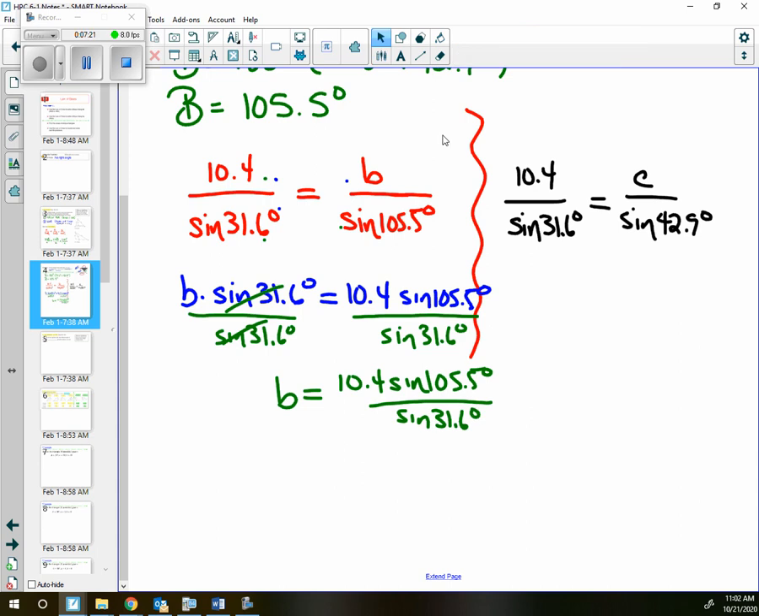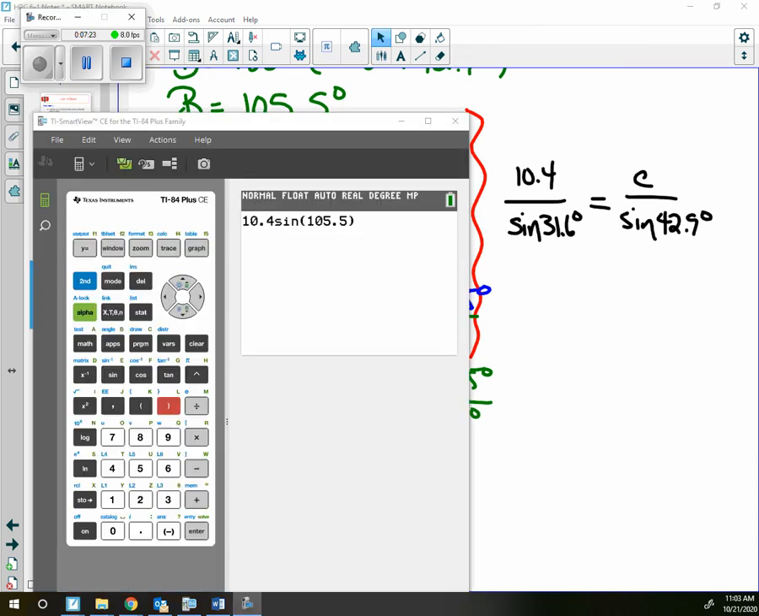It's an easy cross multiply divide. So let's get that typed. All right, a couple things to note when you do this. As soon as you type in that 105.5, finish off the parenthesis.